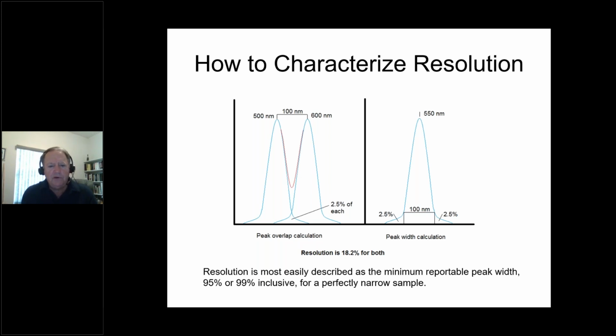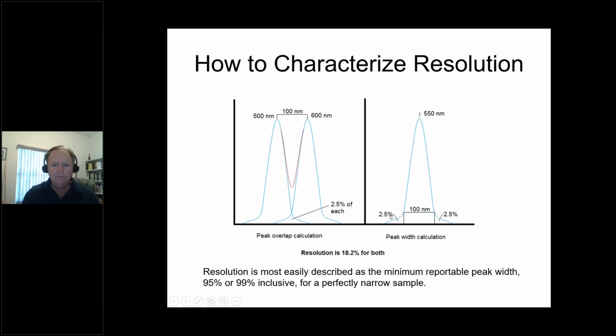On the left, I've shown a diagram. The red line here in the center represents what you would see in your data, and the blue lines show the underlying overlap between the two samples. In that case, I'm saying 2.5% of the area of each sample overlaps with the other, so 95% separation. On the right is a single peak, and it has a width at 95% inclusive of 100 nanometers versus a mode of 550 nanometers. If you calculate the resolution, it's the same for both.